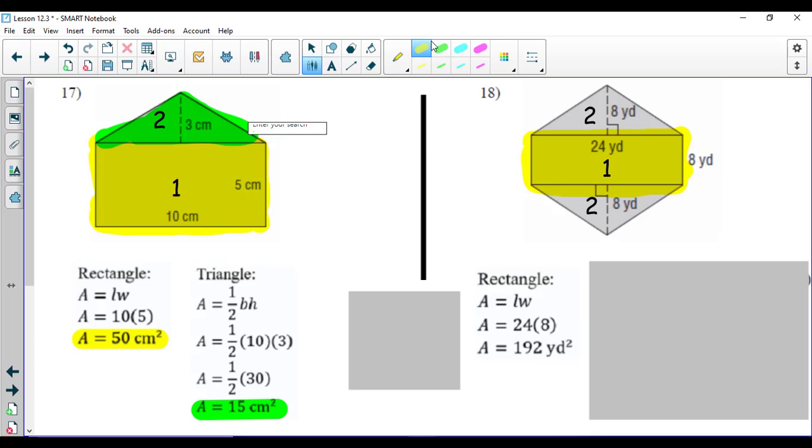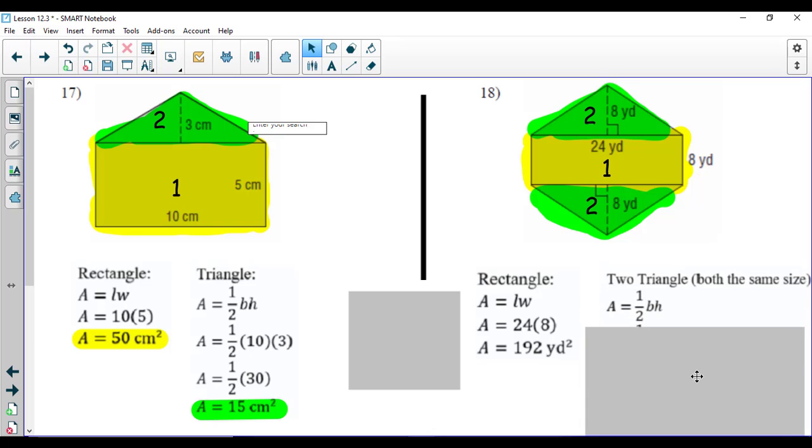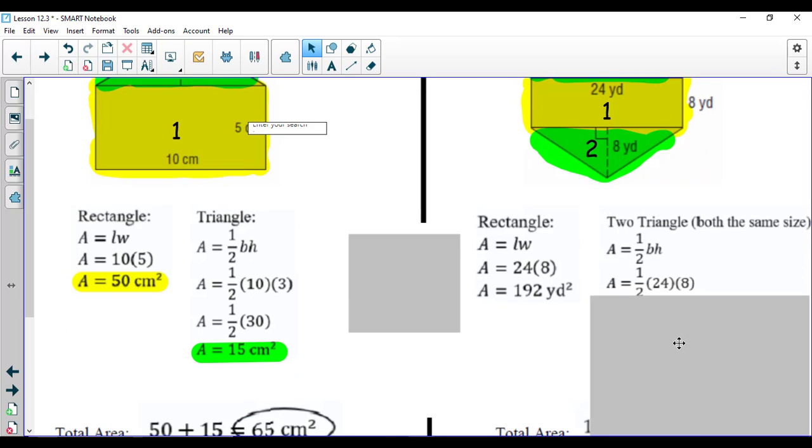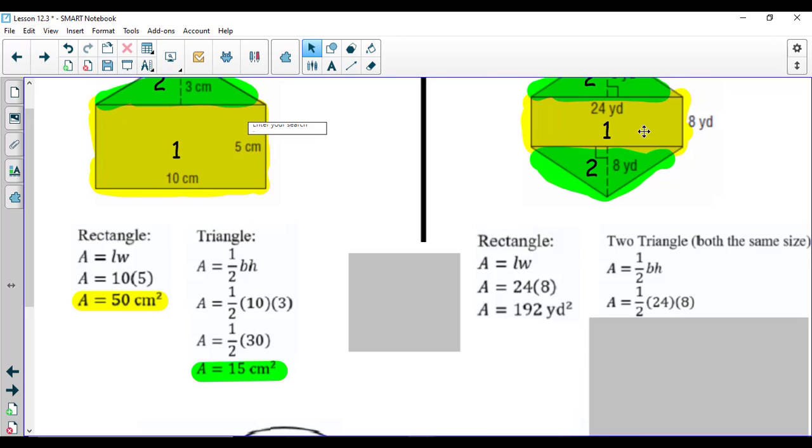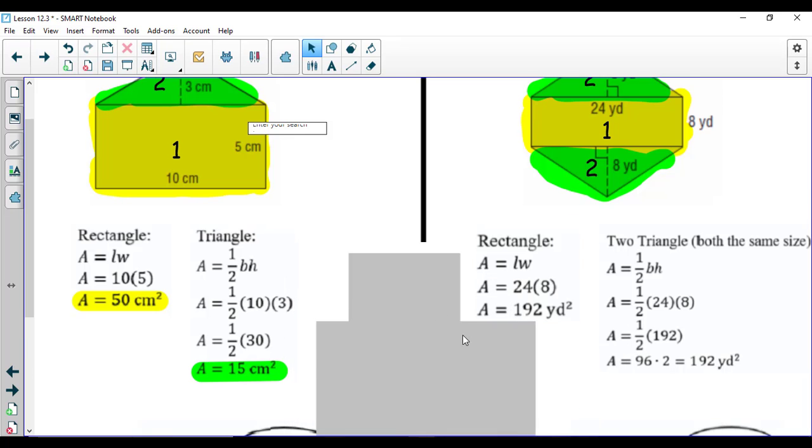So I'm going to highlight these regions in green. Go ahead and highlight that right there, and this region as well. The formula for the area of a triangle is half times base times height. And again, both those triangles are the same size. So we'll do half times 24 times 8. The base of each of these will be 24, the longer side of the rectangle. The height will be 8. So that will get us an area of 96 for each triangle. But we want to double that since we have two triangles of the same size. So for the two triangles combined, we'll also get an area of 192 yards squared.